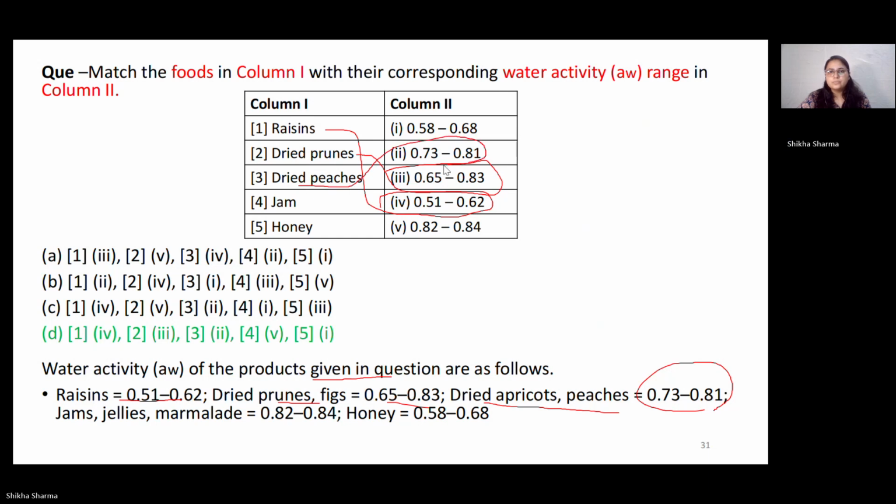Then jams, jellies, and marmalades have a water activity around 0.82 to 0.84. And last is honey, which has the lowest, a very low water activity, 0.58 to 0.68. So here answer D is basically correct.